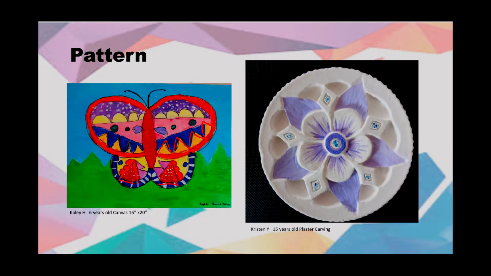The plaster carving repeats shape to create the image of the flower, using these shapes. Both of the young artists use pattern differently in their artwork, showing that pattern can be used in many different ways for a successful artwork.